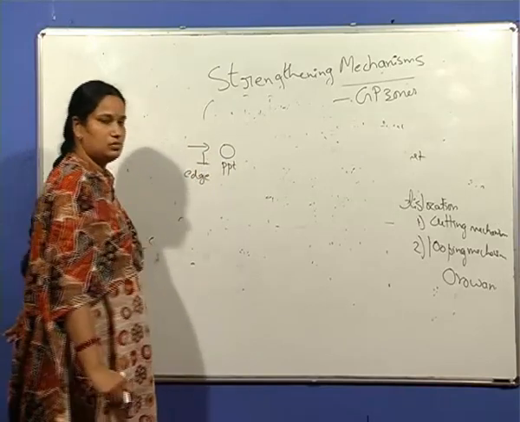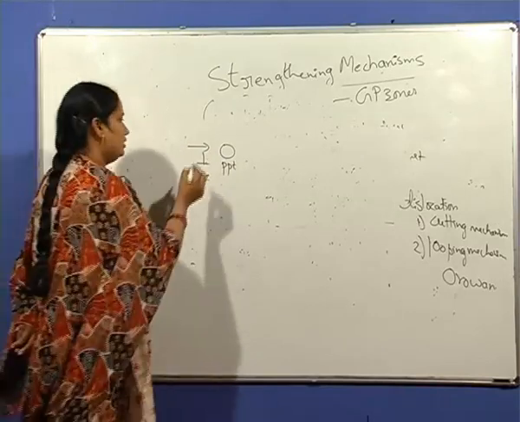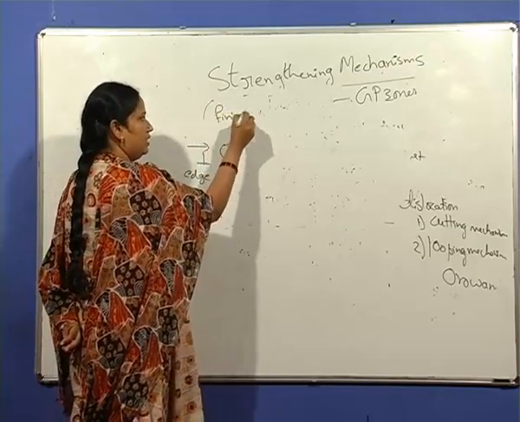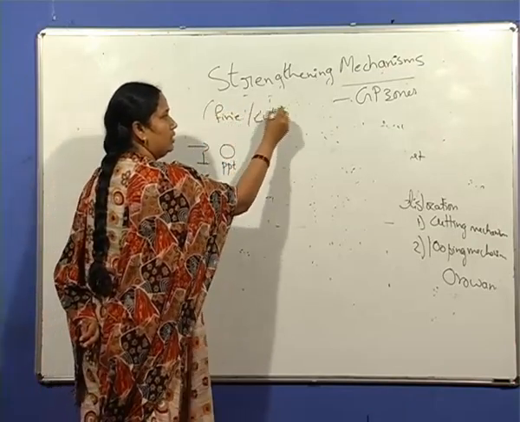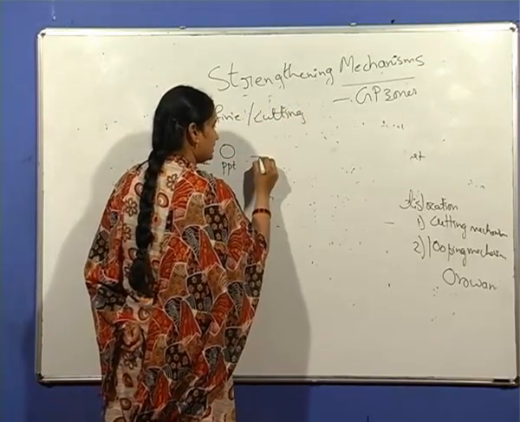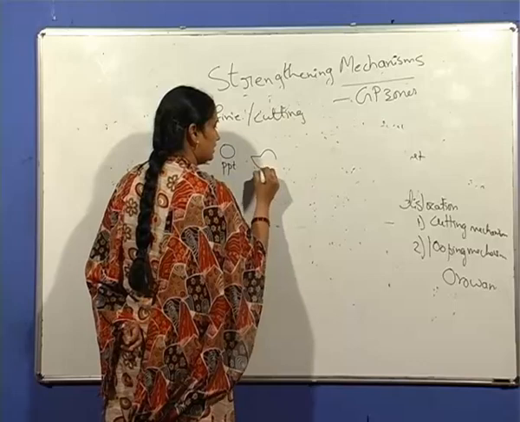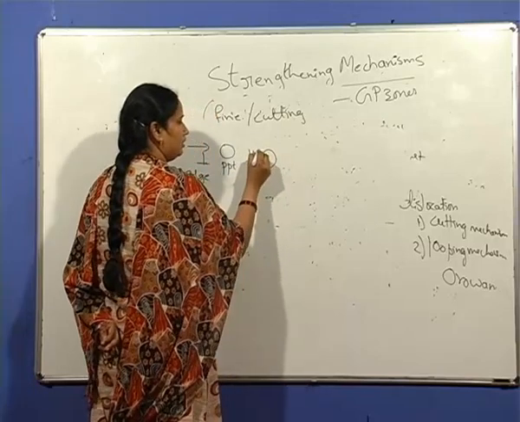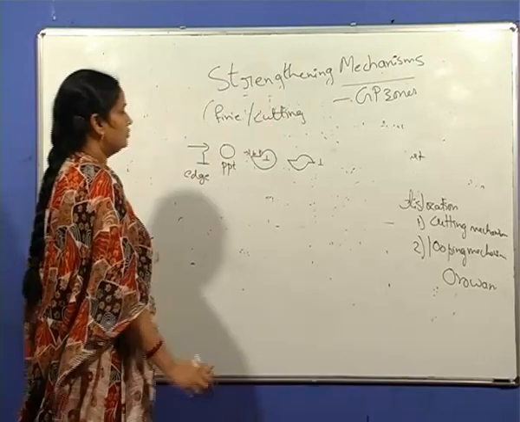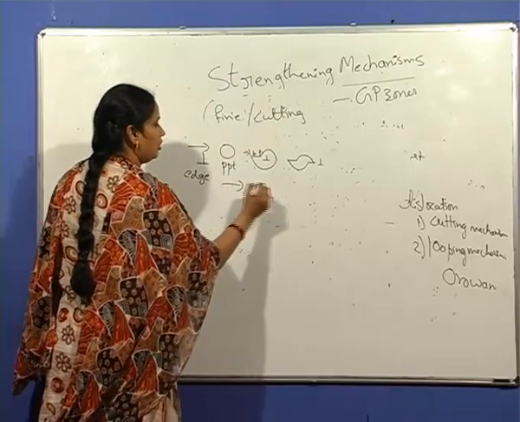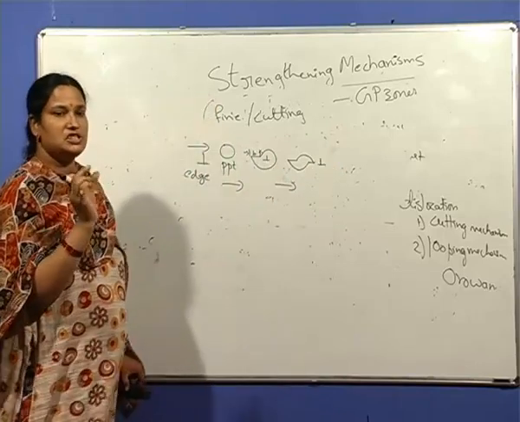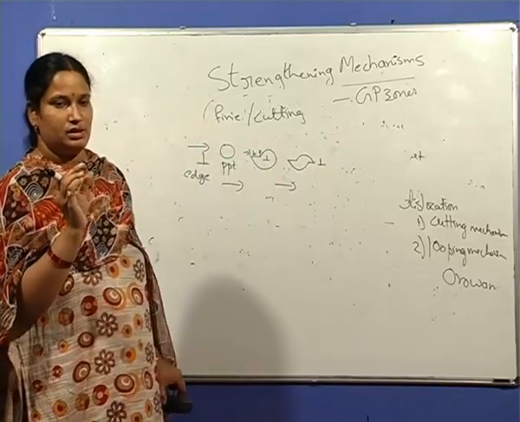It has to overcome this obstacle. It can overcome the obstacle when the precipitates are very fine, and the cutting mechanism operates. So the edge dislocation cuts, it shears the precipitate particle. This is the passage of a dislocation through a precipitate which is fine in size.